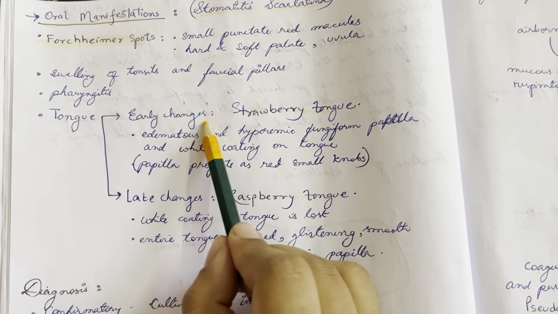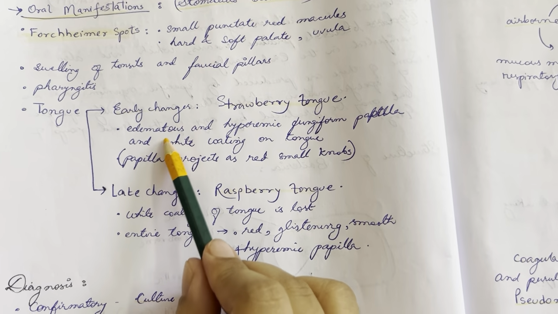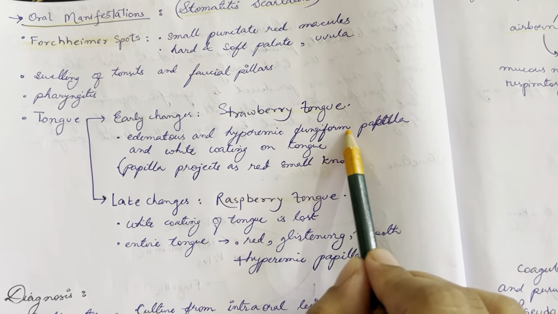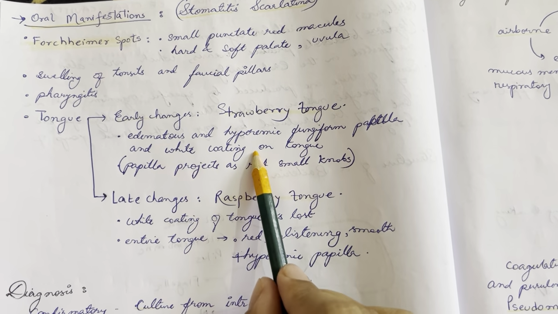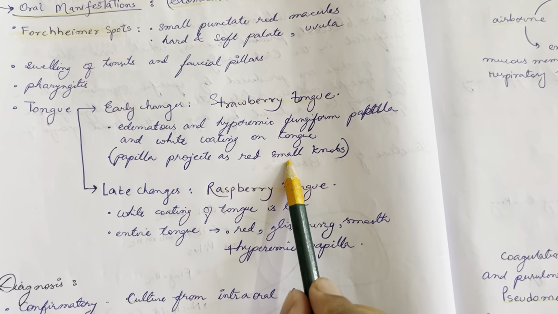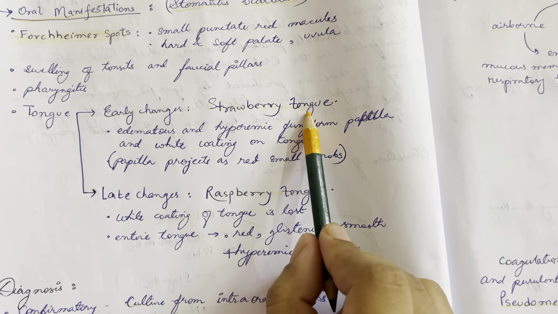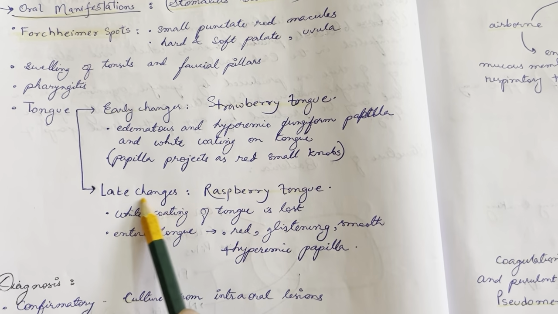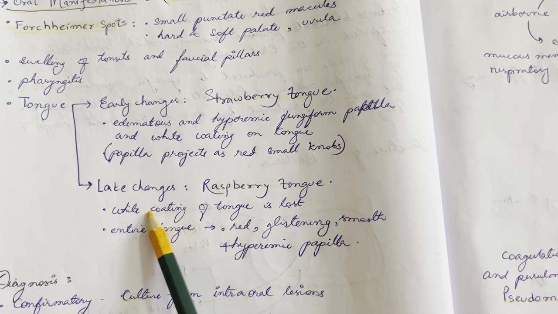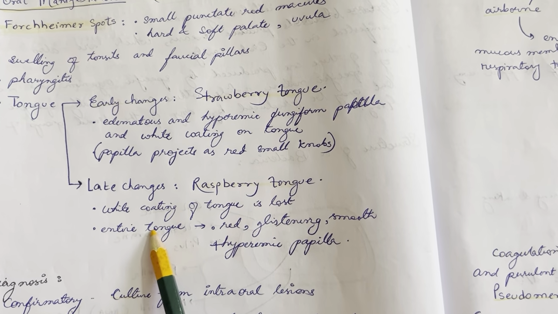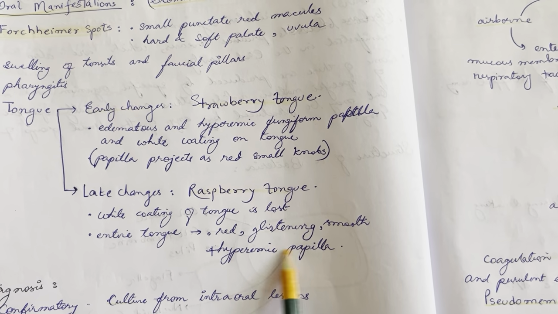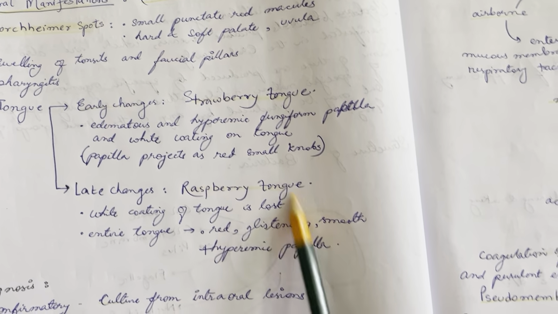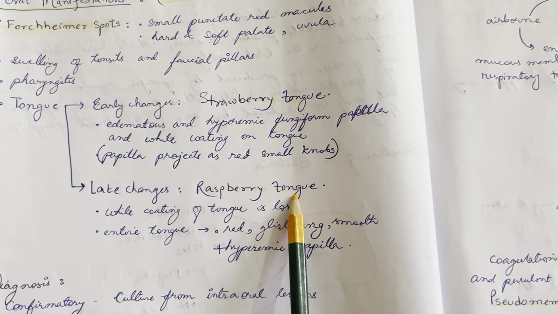And in the tongue, the early change is strawberry tongue. What happens? There is edema and hyperemia of the fungiform papillae, and there is a white coating on the tongue. Through this white coating, the papillae project as small red knobs. That's why we call it strawberry tongue. It looks like a strawberry. In late changes, we have raspberry tongue. The white coating of the tongue is lost and the entire tongue now shows red, glistening, smooth, hyperemic papillae, so it is raspberry tongue.